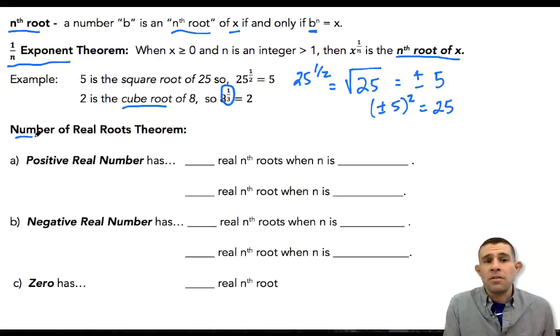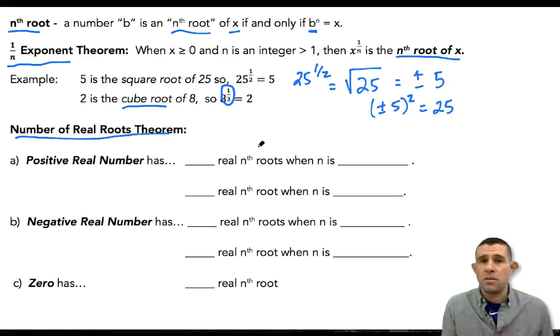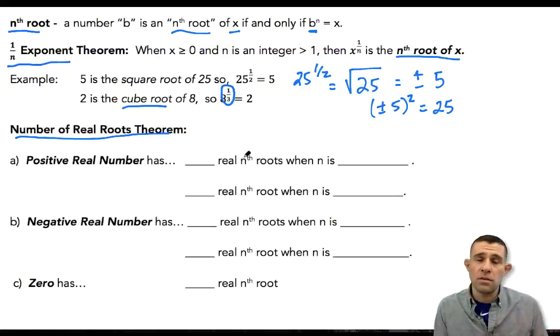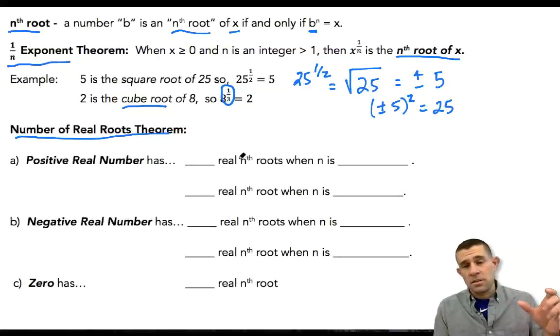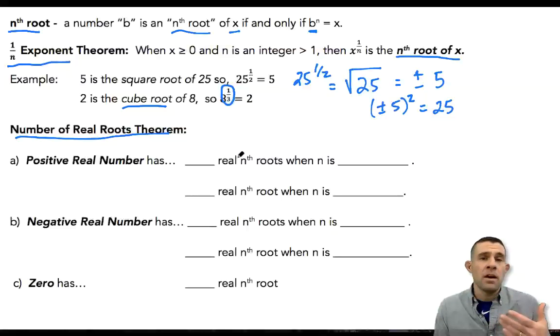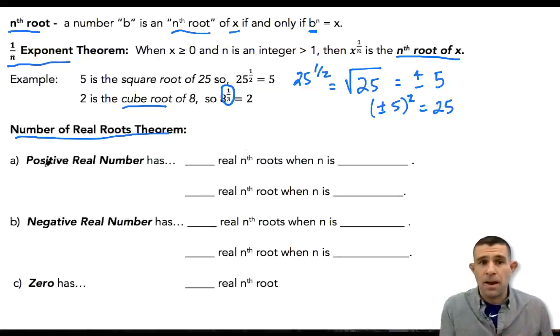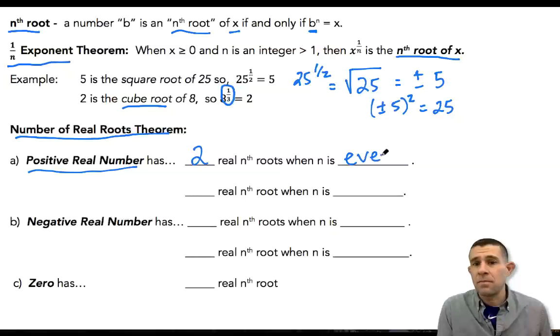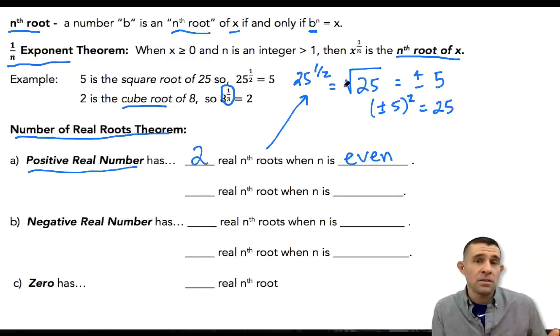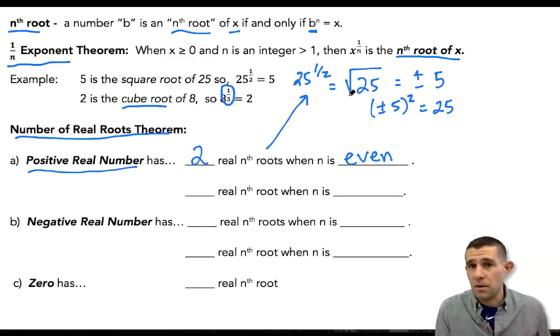All right, now from this, we have this number of real roots theorem. And this just tells us the number of real roots we can derive when we're taking a square root or a cube root or a fourth root or a fifth root of either a positive or negative number. When we're dealing with positive real numbers, we recognize that there are two real roots when n is even. This is our example of the square root of 25. 25 was positive, and the root that we are taking was the square root, which is 2, and that's an even number. So there's two real solutions.